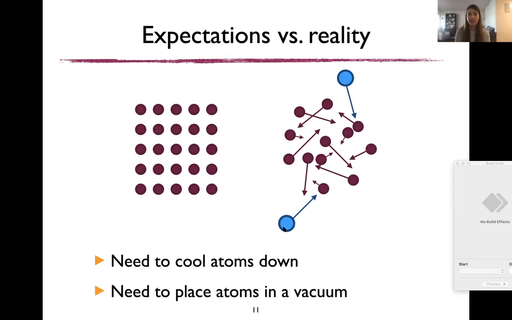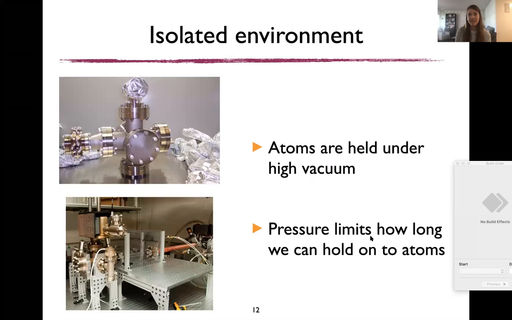So to deal with these isolation issues, we put the atoms in vacuum chambers, and this is very similar to what they do in the trapped ion experiments that you heard about two weeks ago. So we build these kind of chunky metal chambers, and we pump as much air out of them as we can.